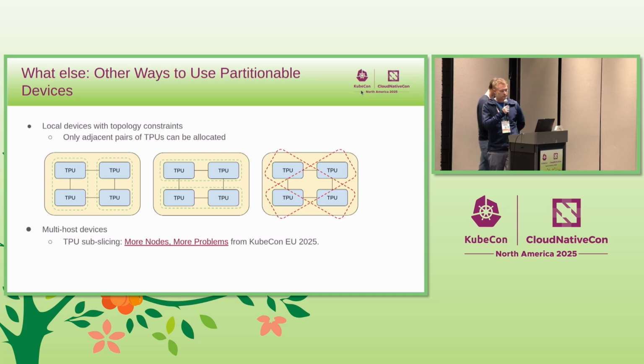Now, the partitionable devices feature is not only usable for MIGs. There are several other use cases for this. One is local devices with topology constraints. For TPUs, for example, we typically have 4 TPUs per machine, and if we want to allocate in pairs, only some pairs are actually possible. So you can see here the ones that are possible and the ones that are not allowed, and we can model this with partitionable devices so that it's possible to only allocate pairs of 2, or the right pairs, essentially.